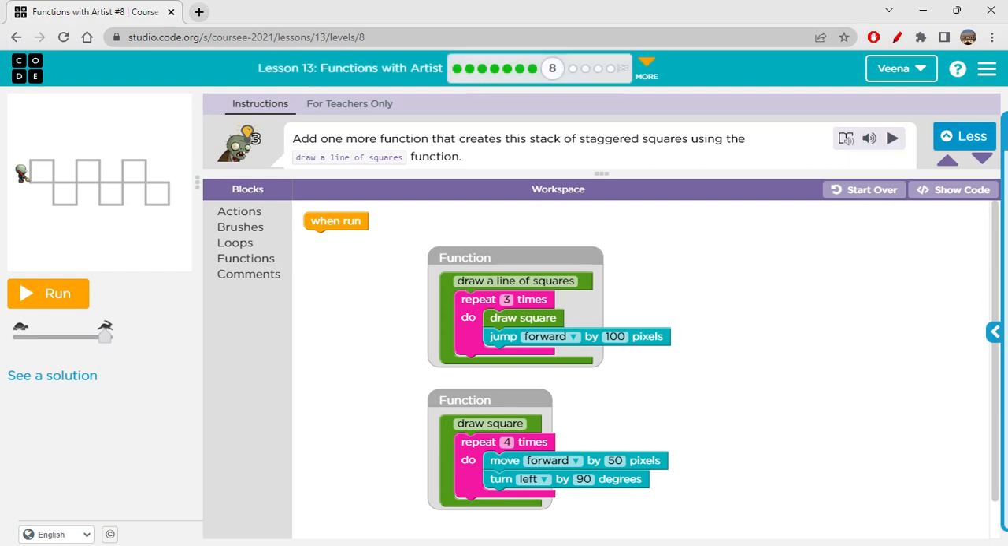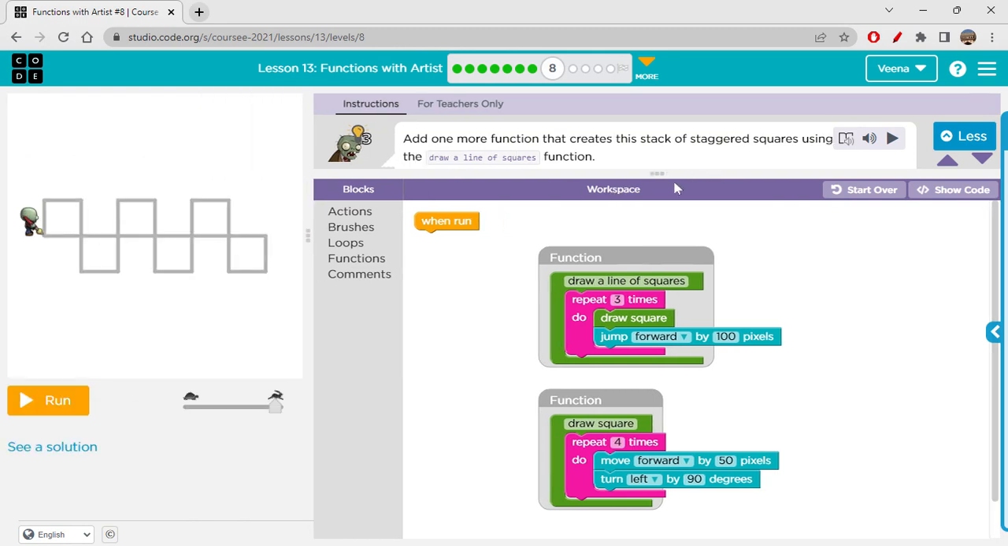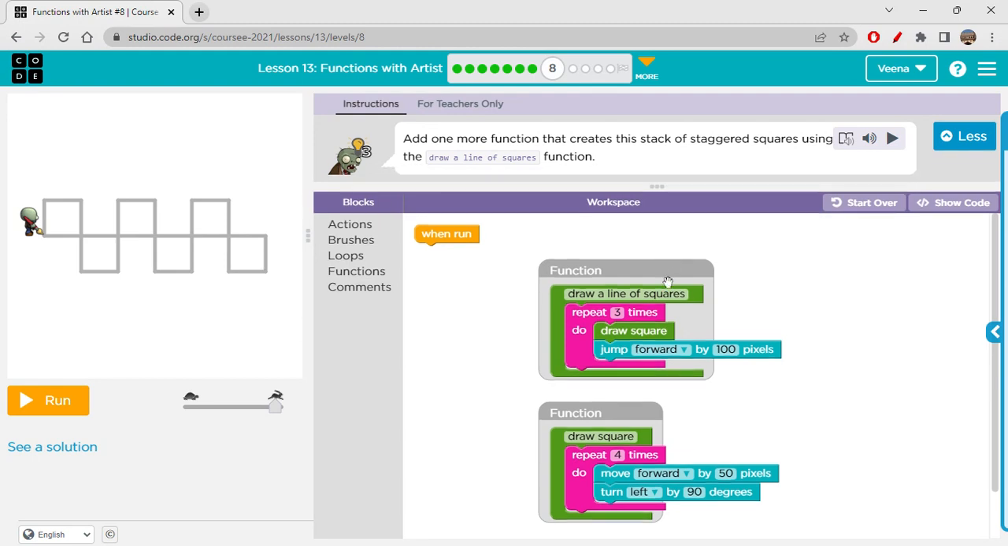Let's see what's going to be the next one. Wow, this is getting interesting now, right? We have the alternate square pattern. Let's check out the instruction first. Add one more function that creates the stack of staggered squares using the draw a line of squares function. Okay, so this is doing this.